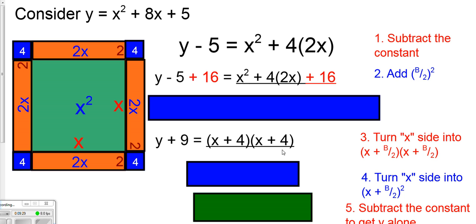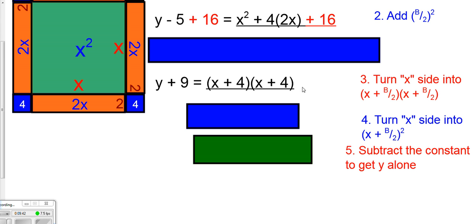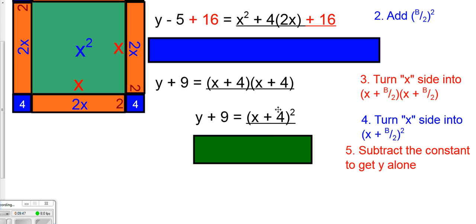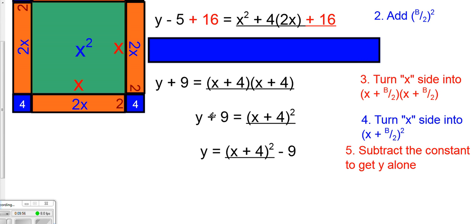Now again, also notice on this step, we simplified this side. Because we subtracted the constant and then added this piece, we're going to put those together into one. After you turn this side into the two binomials, now turn it into just one binomial squared. So instead of x plus 4 times x plus 4, it's x plus 4 squared. And the last thing, just bring this constant back over. Subtract the 9, and now we have y alone. Okay, so this is the end result. This is what you get after completing the square. You end up with this form of our equation.